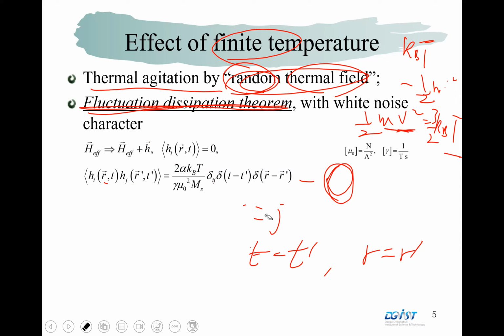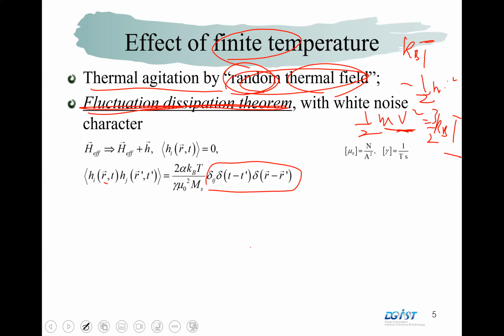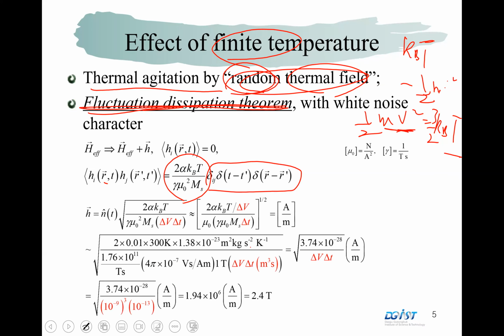Okay. So I believe students now have some feeling for the physical meaning of these three delta functions. And what's this meaning? This is the magnitude, the scale of the field. So this field can be described this way. Okay.